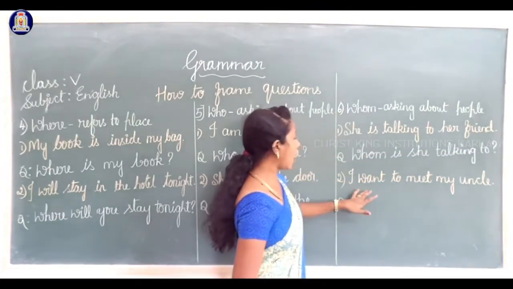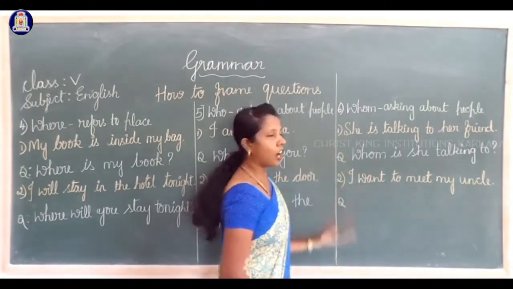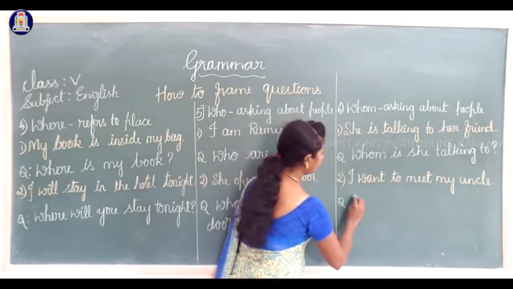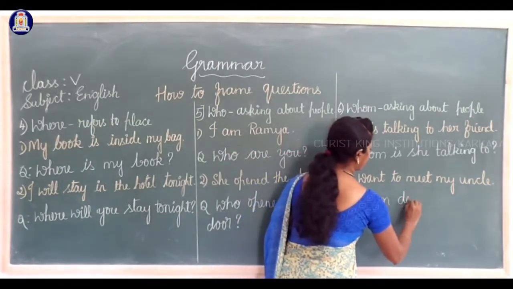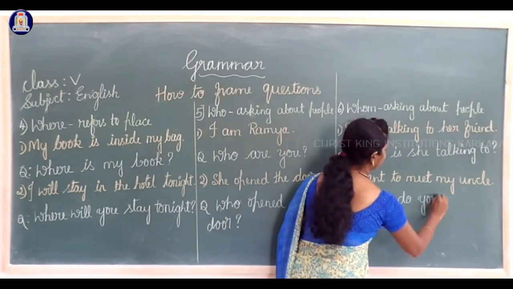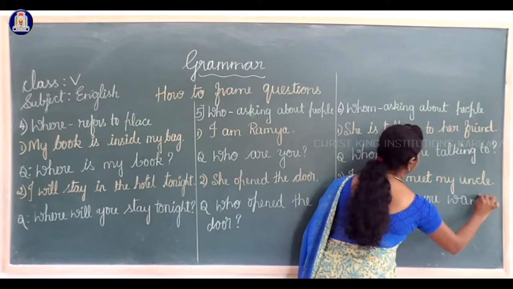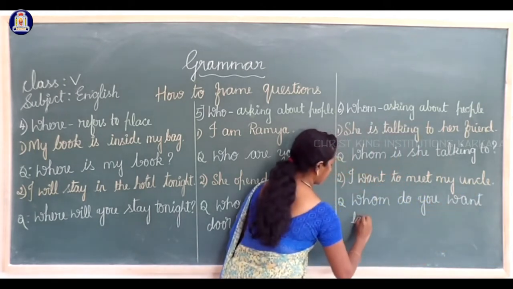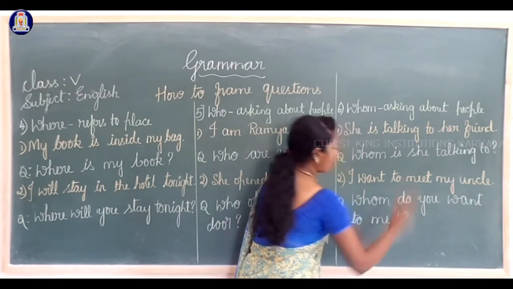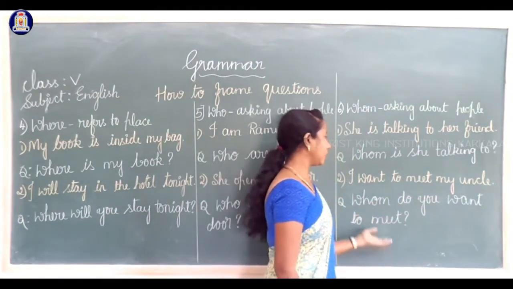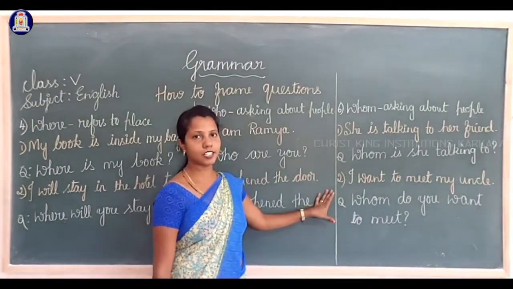The second one, I want to meet my uncle. So how to form a question? Whom do you want to meet? So this is a question. Whom do you want to meet? I want to meet my uncle. Did you understand? Is this clear to you?